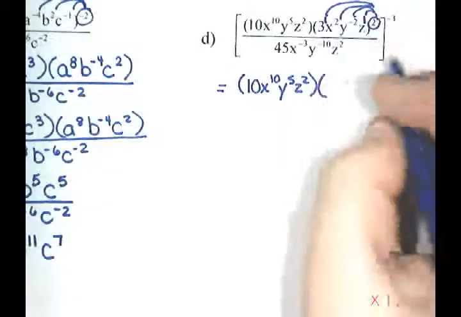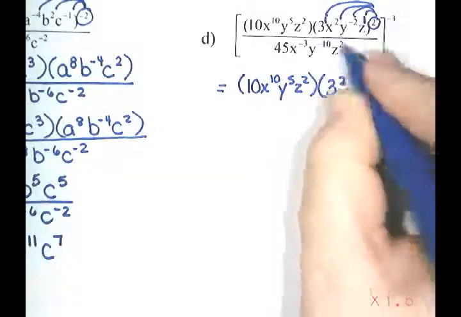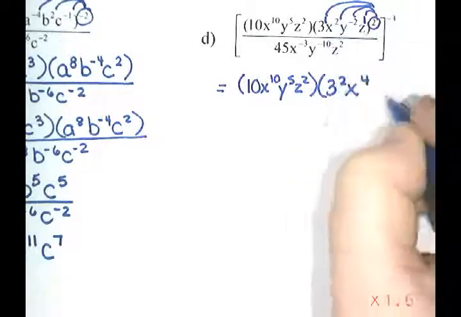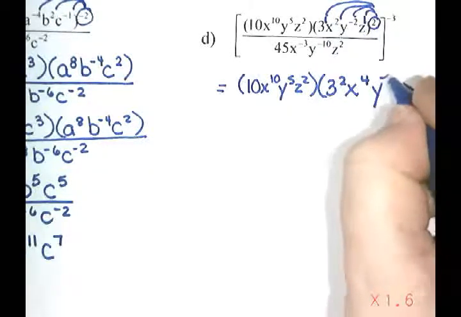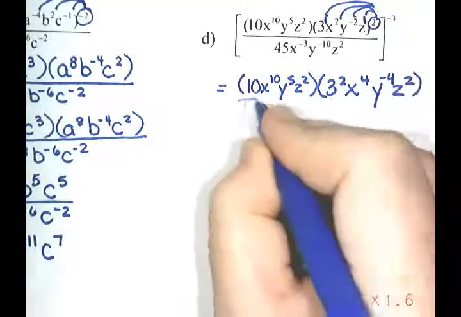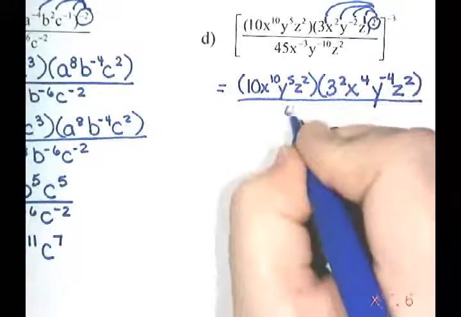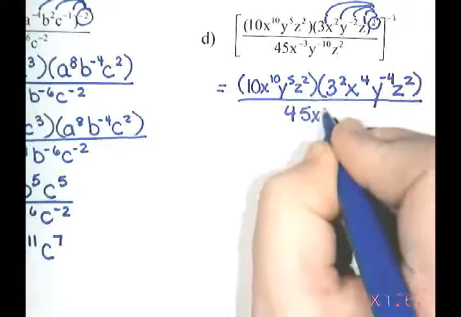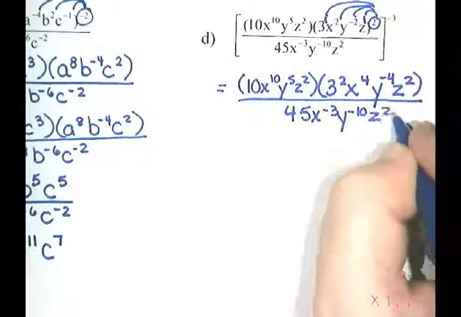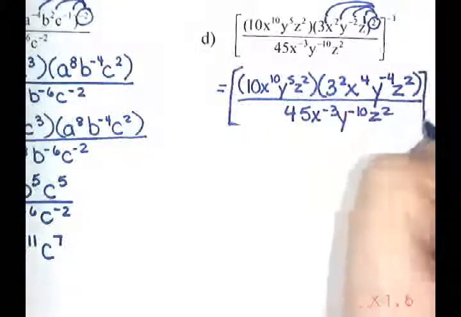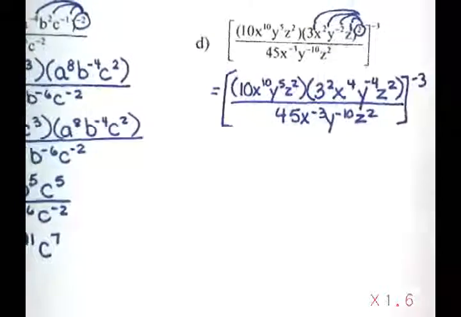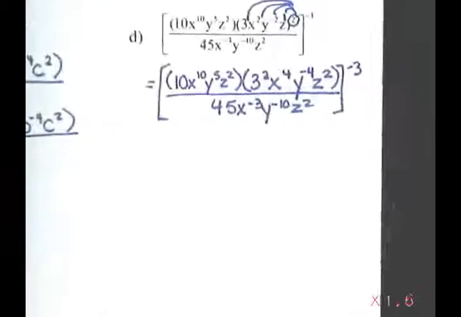So 3 to the power of 1 times 2 is 2. X to the power of 2 times 2 is 4. Y to the power of negative 2 times 2 is negative 4. And z to the power of 1 times 2 is 2. Oh, probably can't see that part. Let's just slide this over. There we go.